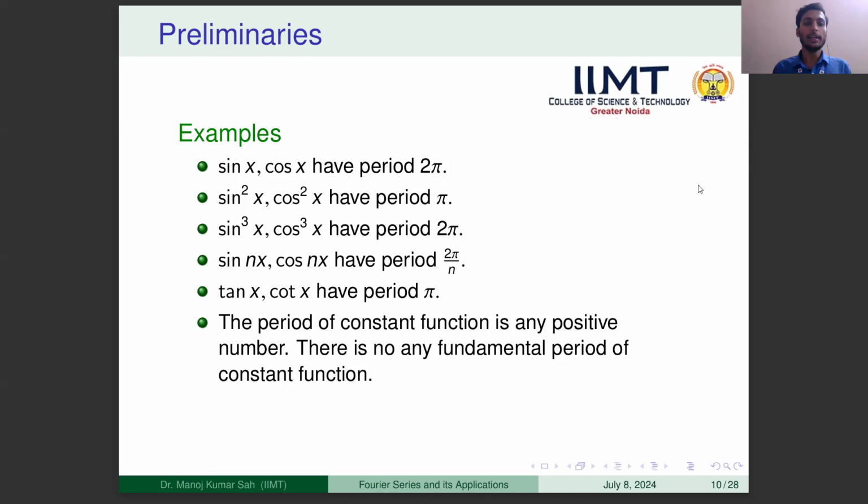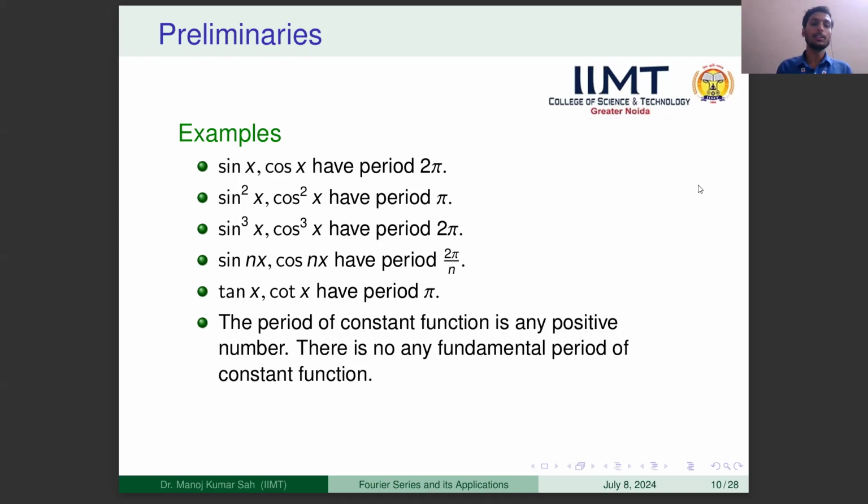Next, tan x and cot x have period pi. If you visualize the graph of tan x, then what will you find? At the point minus pi by 2, it goes to minus infinity, and at plus pi by 2, it goes to plus infinity. So in that interval, it repeats itself on the real line. So the period of tan x and cot x is pi.